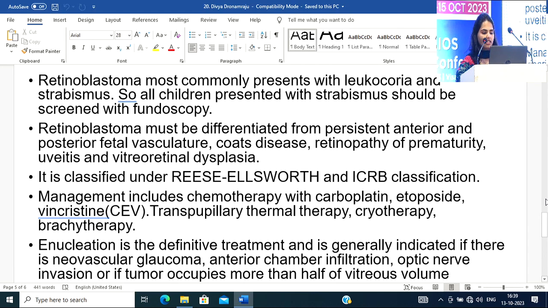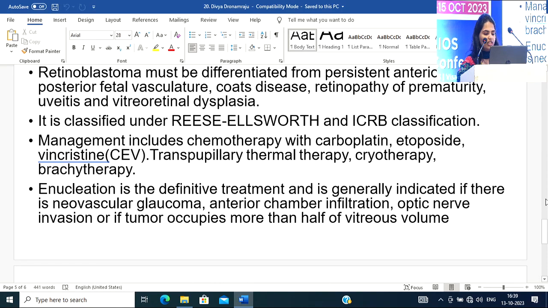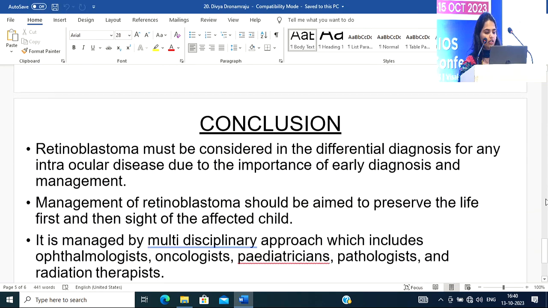It is classified under Rees-Ellsworth classification and ICRB classification. Management includes chemotherapy with carboplatin, etoposide, vincristine, transpupillary thermal therapy, cryotherapy and brachytherapy. Enucleation is a definitive treatment and is generally indicated if there is neovascular glaucoma, anterior chamber infiltration, optic nerve invasion, or if tumor occupies more than half of vitreous volume.